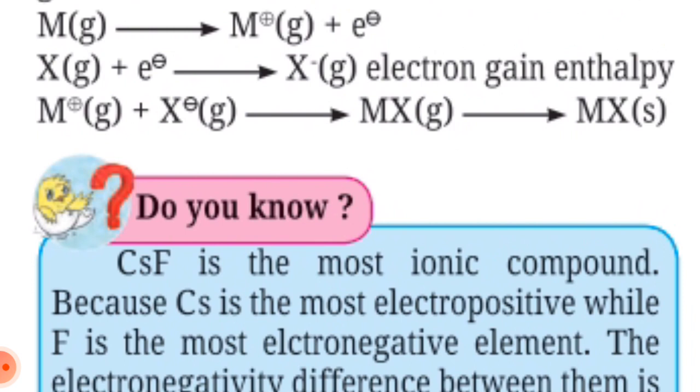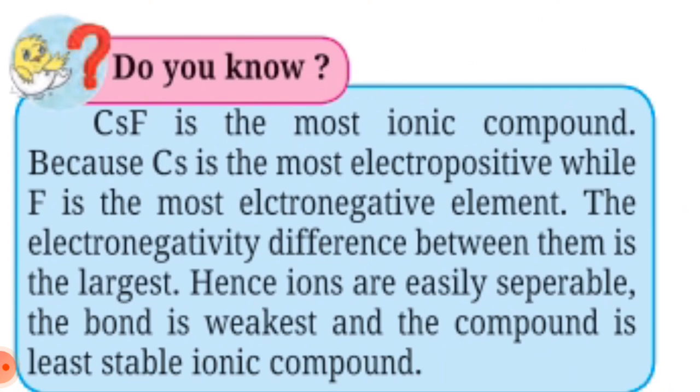M in gaseous state forms M plus and an electron. X reacts with an electron to give X minus, and the enthalpy change is the electron gain enthalpy. M plus reacts with X minus to give MX in gaseous form, and then MX solid.